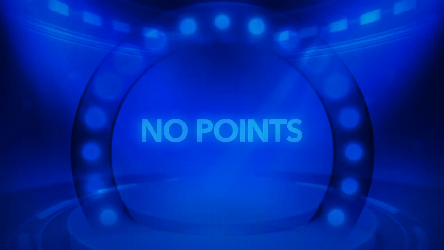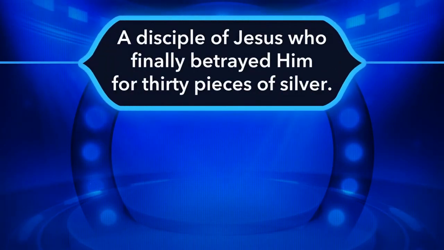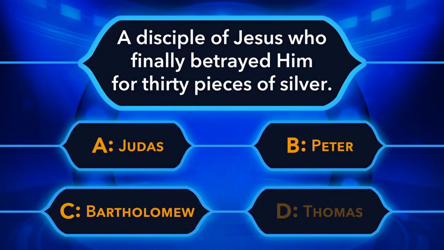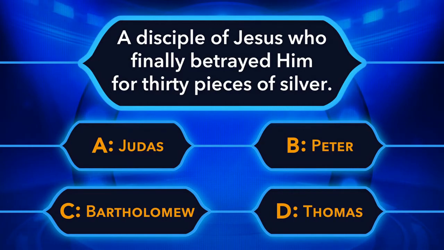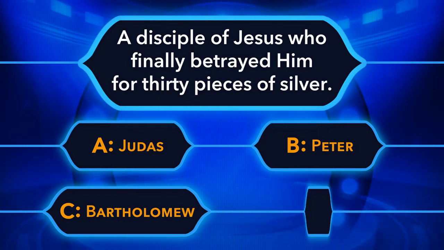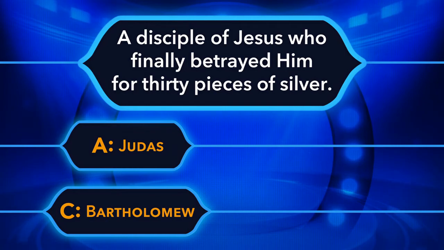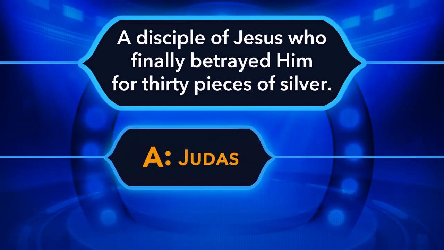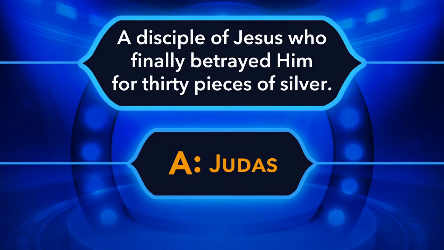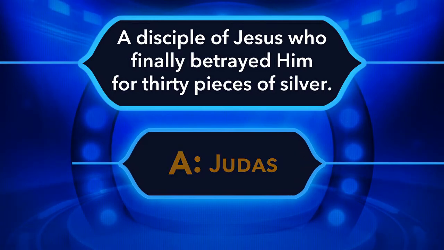The next question for no points. This person was a disciple of Jesus who finally betrayed him for 30 pieces of silver. Was it A. Judas, B. Peter, C. Bartholomew, or D. Thomas? The answer is A. Judas was a disciple of Jesus who finally betrayed him for 30 pieces of silver.